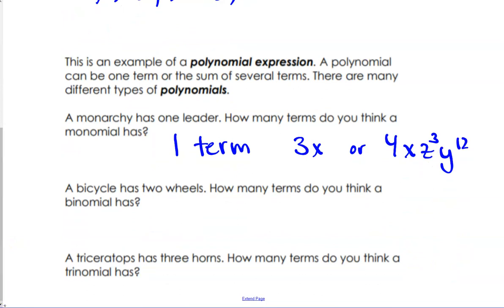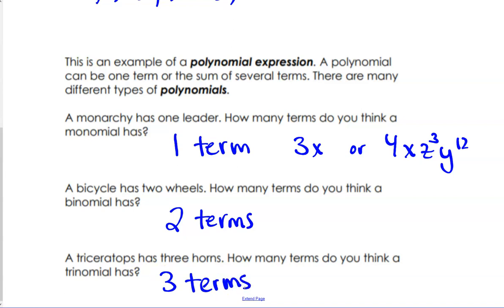A bicycle has 2 wheels. How many terms do you think a binomial has? It's going to have 2 terms. And a triceratops has 3 horns. So how many terms do you think a trinomial is going to have? It's going to have 3 terms.